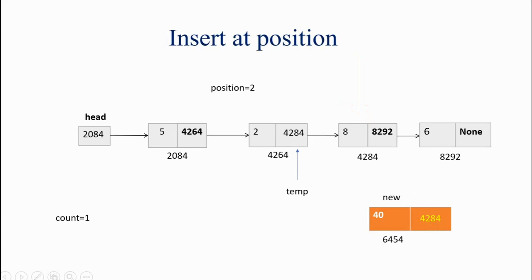So this link is created. Now update the next pointer of this node with the address of new node, that is temp.next equal to new. Now this link is also created. Thus we have inserted the new node at this position 2.